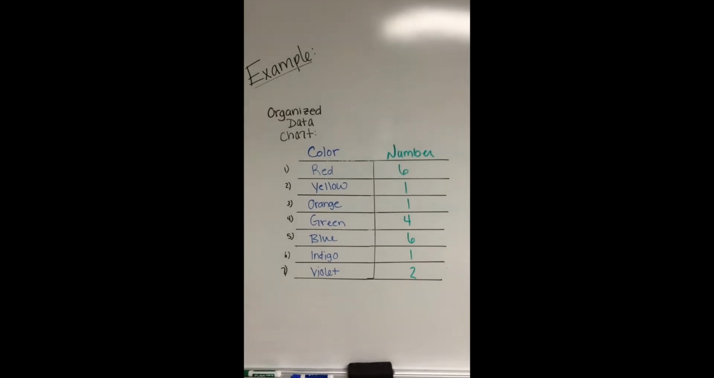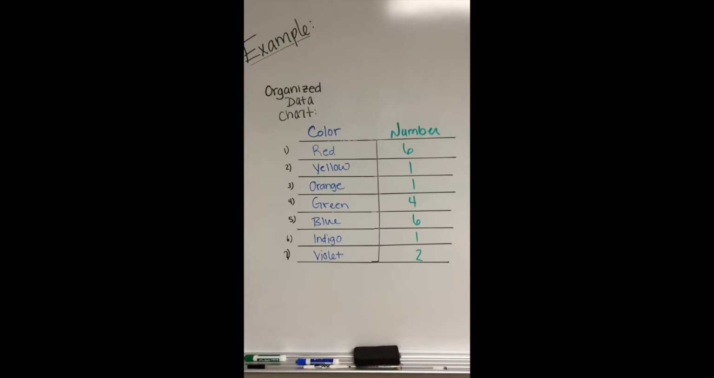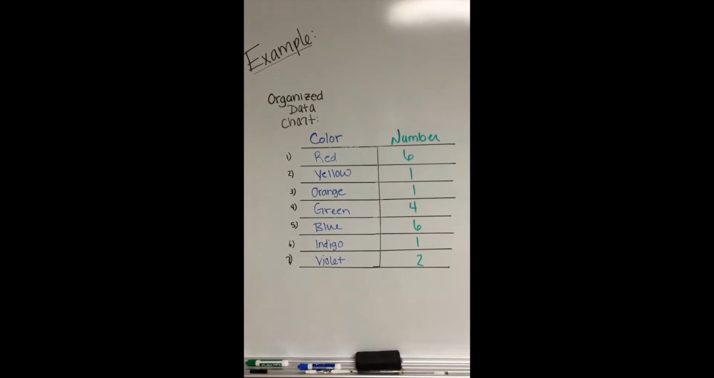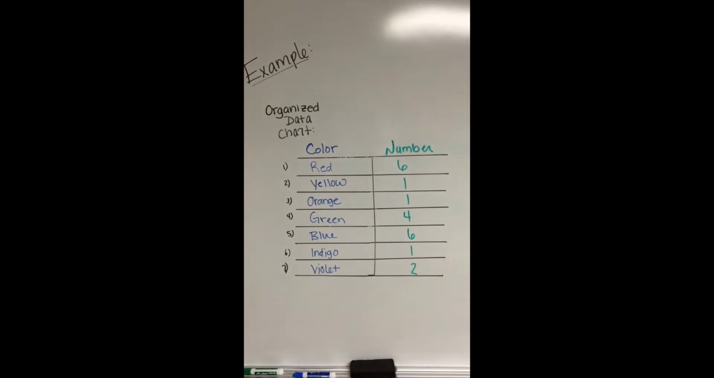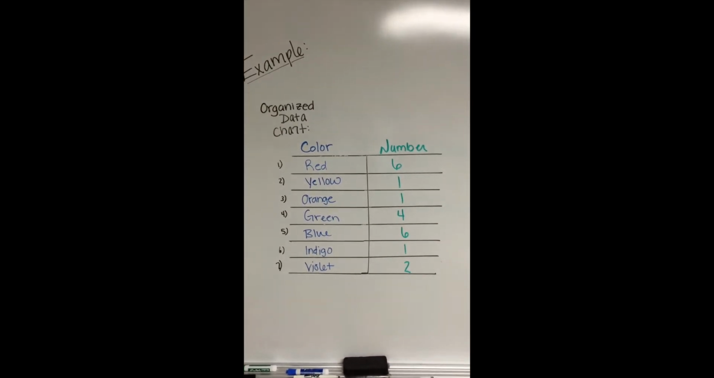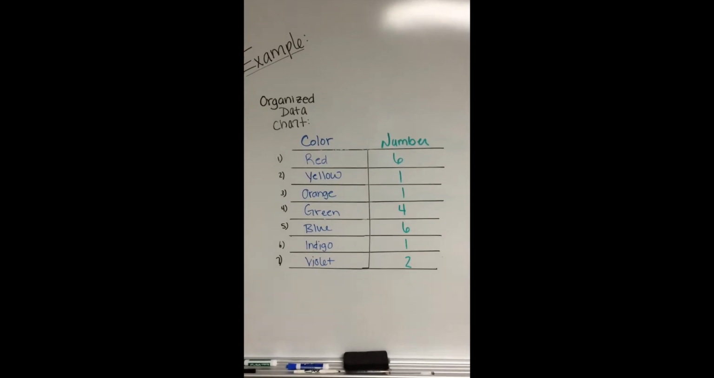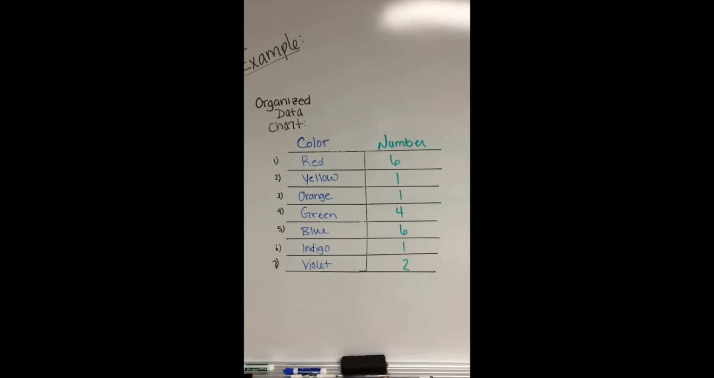To keep your data organized, you put it into a data chart. This data chart represents the answers that you received from your classmates. We have 6 kids who love the color red, 1 child who loves the color yellow, 1 who loves the color orange, 4 who love the color green, 6 who love the color blue, 1 who loves the color indigo, and 2 who love the color violet.